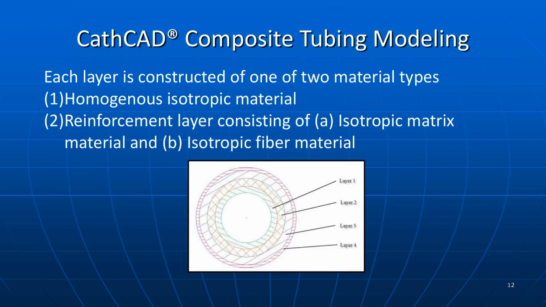In the CathCAD software, the individual layers are decomposed into 2 different material types. A layer may be a homogeneous isotropic material, or a layer may be a reinforcement layer consisting of A, isotropic matrix material, and B, isotropic fiber material.